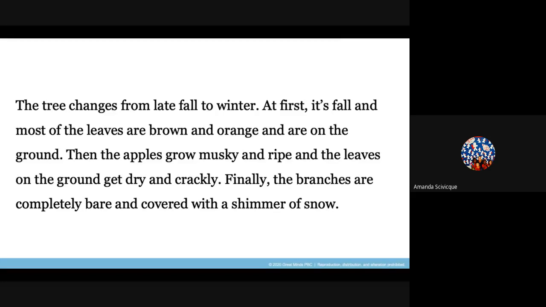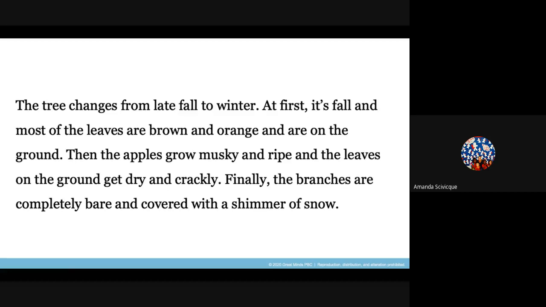The tree changes from late fall to winter. At first, it's fall and most of the leaves are brown and orange and are on the ground. Then the apples grow musky and ripe, and the leaves on the ground get dry and crackly. Finally, the branches are completely bare and covered with a shimmer of snow.